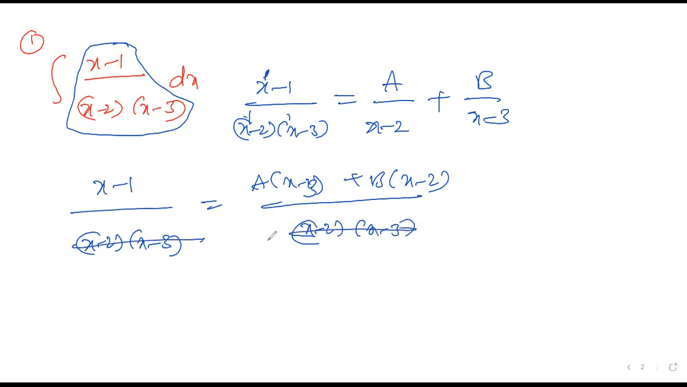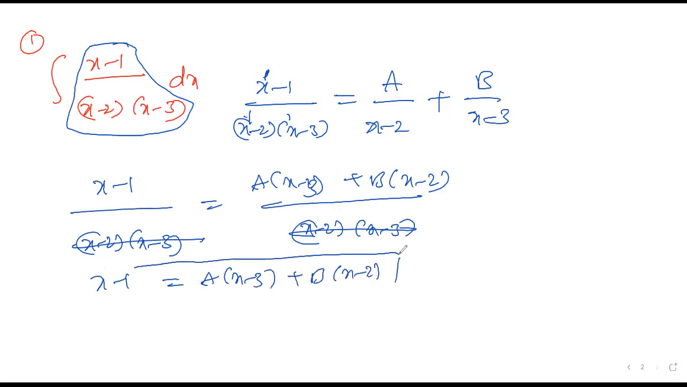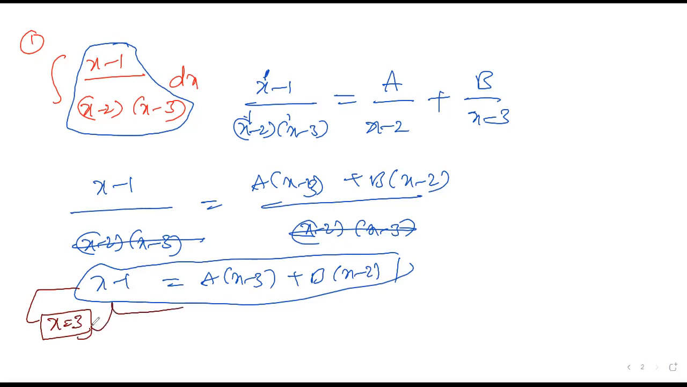The denominators cancel out. Now the equation is x minus 1 is equal to a into x minus 3 plus b into x minus 2. This is a standard equation from the previous case. I told you many times, if it is a very simple problem, you need to substitute a value. Let us say x is equal to 3. Substitute in LHS and RHS. What is the value going to be?